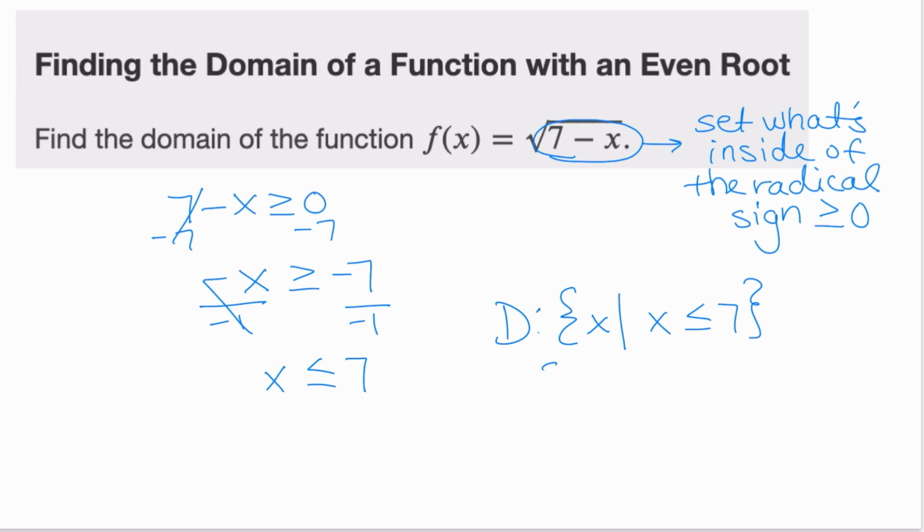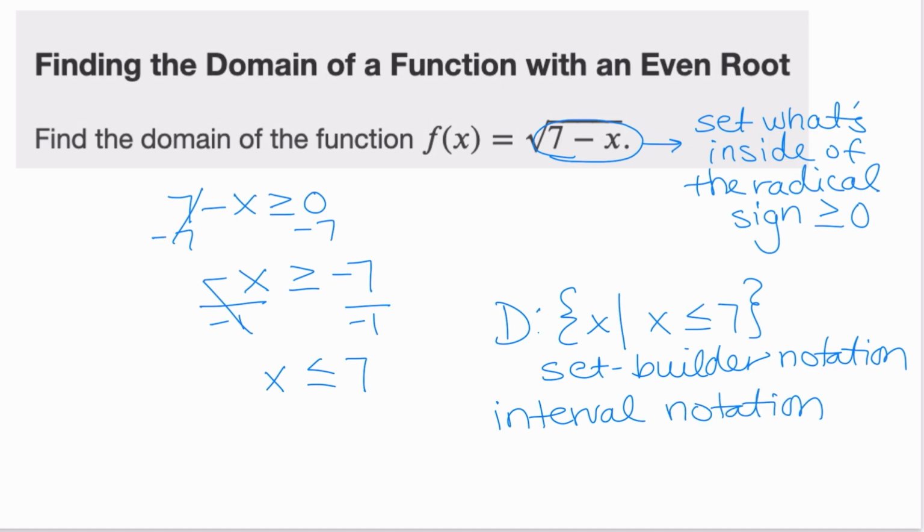This is called set builder notation. And in interval notation, the way you're going to write this is basically I'm coming from negative infinity until I get to 7, and I do include 7. And if you are having a hard time with interval notation, there are videos that I've done on interval notation. I think that would be really helpful for you to watch.